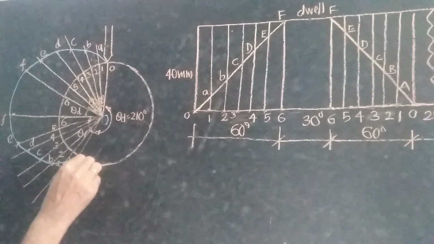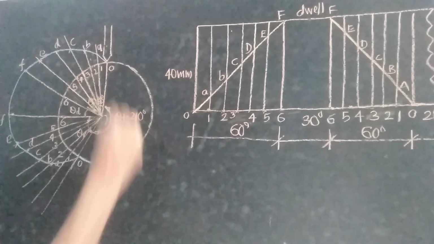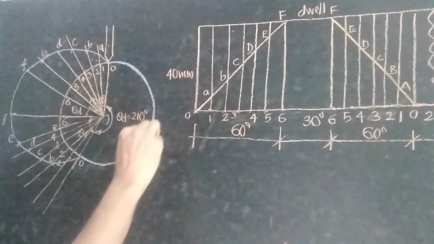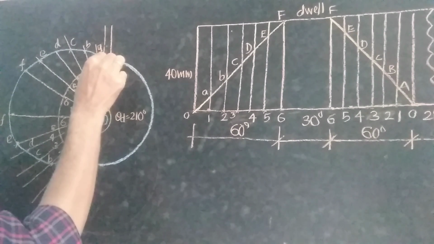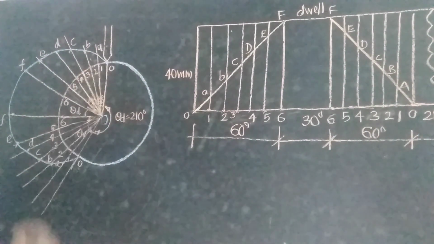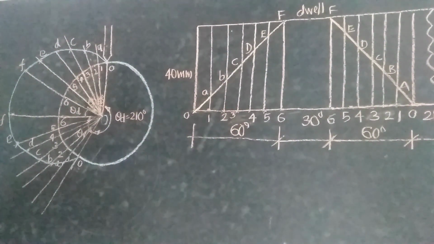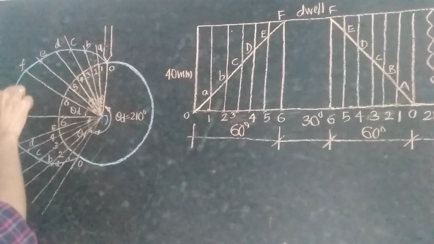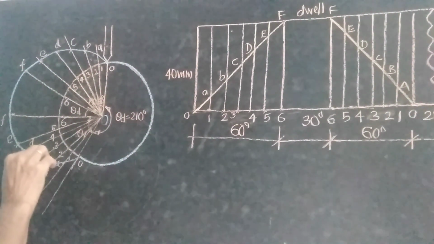Then during the remaining motion, the knife edge follower moves along this particular circle. Then this is the cam profile. This blue color portion is the cam profile.